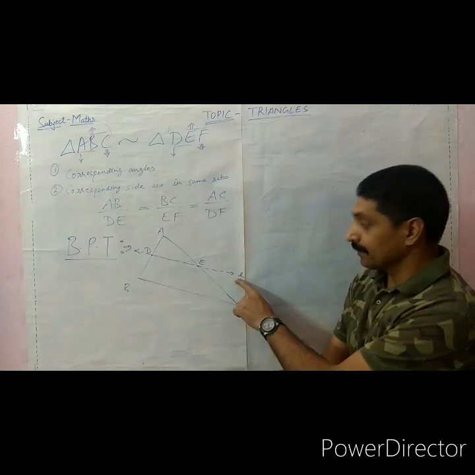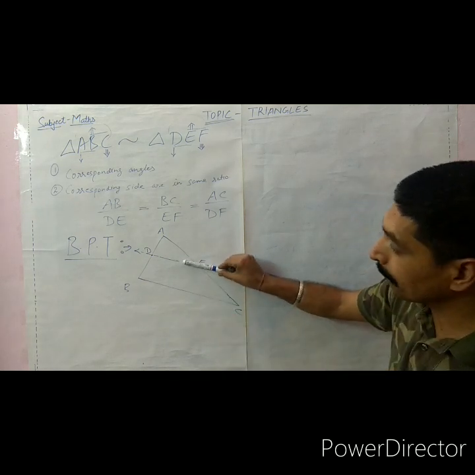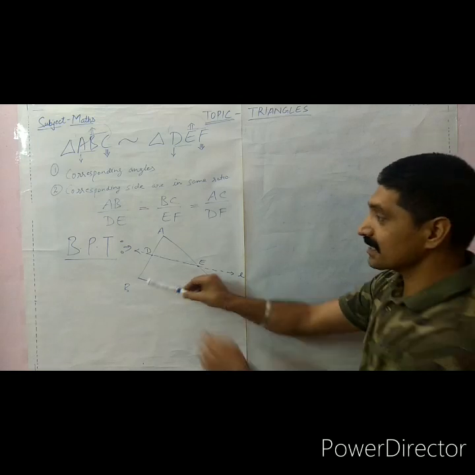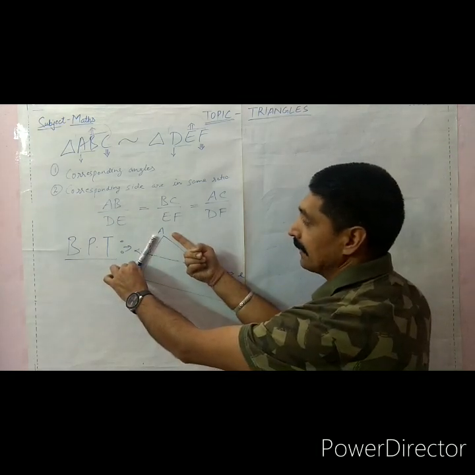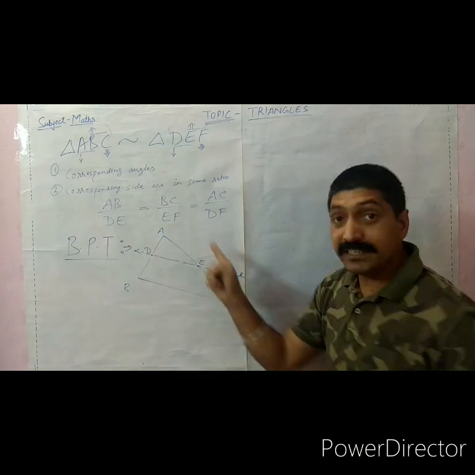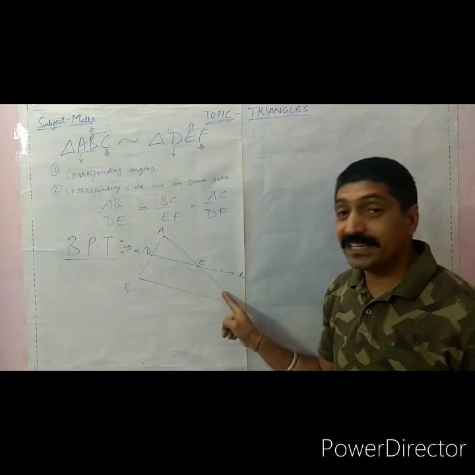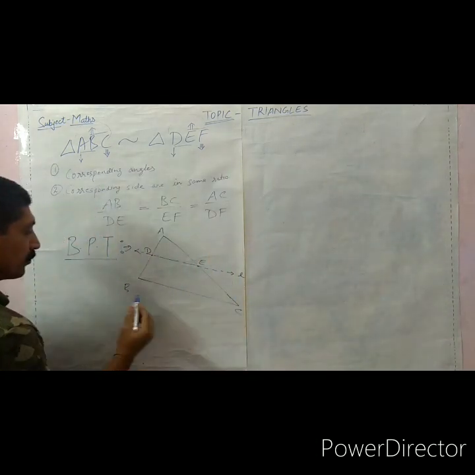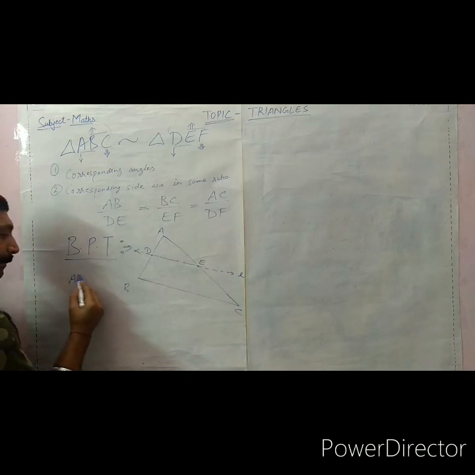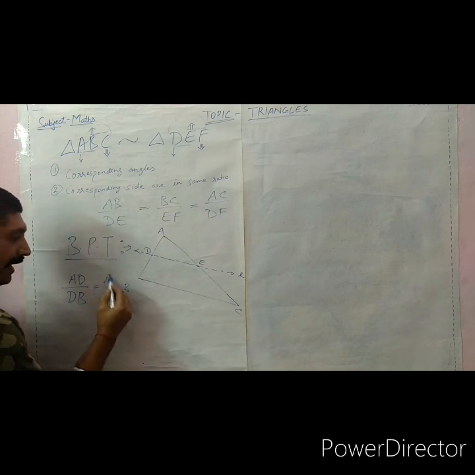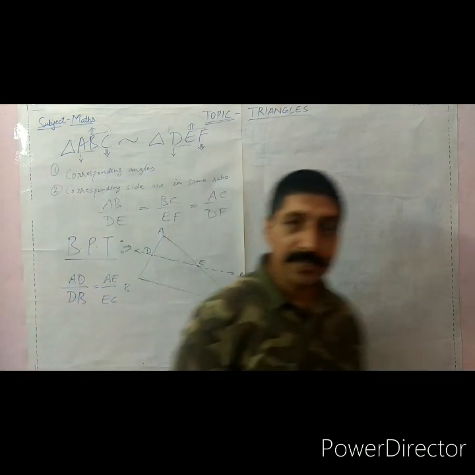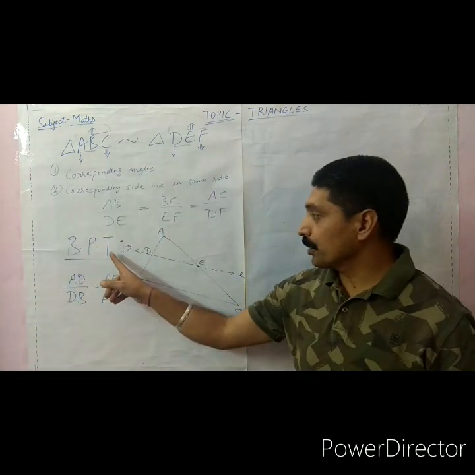If any line is drawn parallel to any one side of a triangle, it intersects the other two sides at two distinct points and divides the other two sides in a fixed ratio. According to BPT, we have to prove that AD upon DB is always equal to AE upon EC. This is the statement of the basic proportionality theorem.